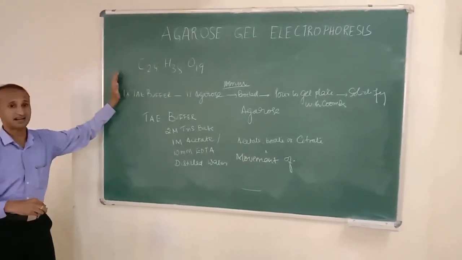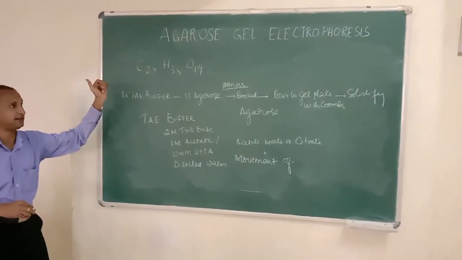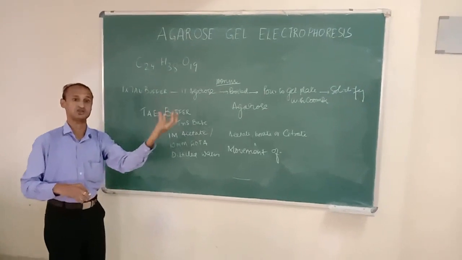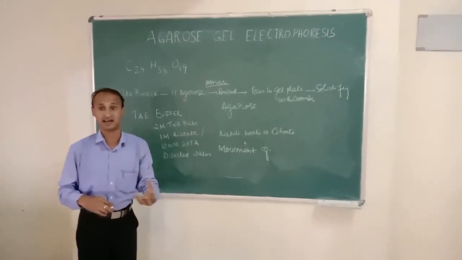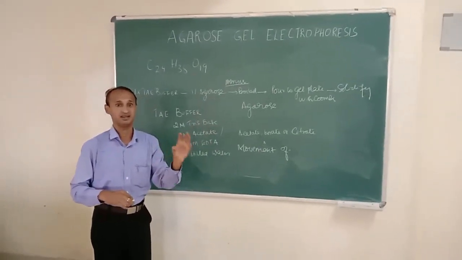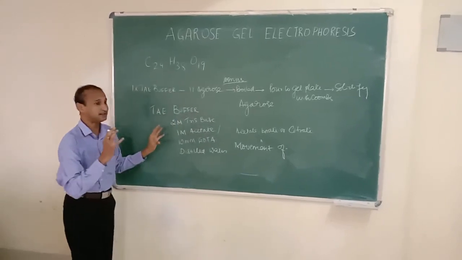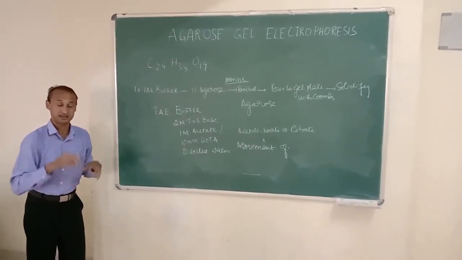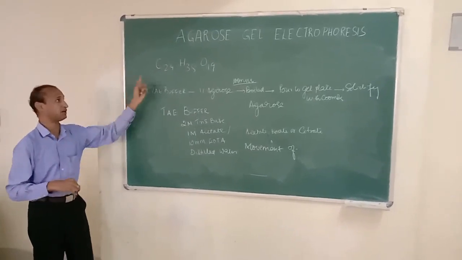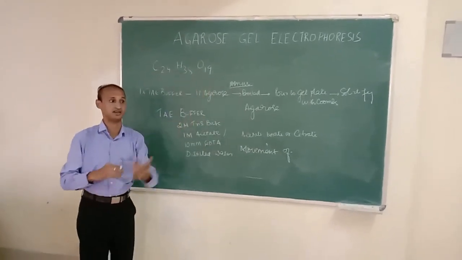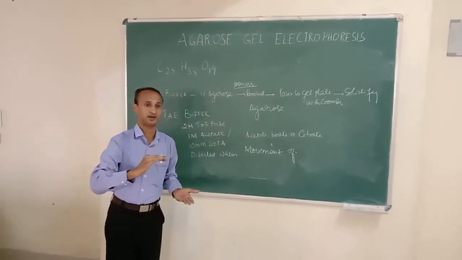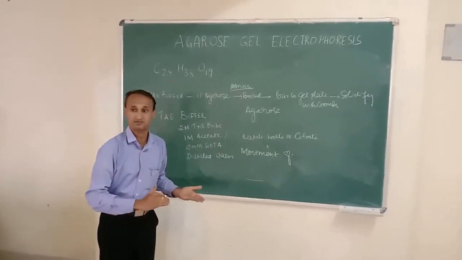So this is agarose gel electrophoresis. It is an important technique to detect nucleic acids. Once you isolate a DNA, an RNA, or a plasmid, it is mainly used to detect whether the nucleic acids are present or not. For that process, we use agarose gel electrophoresis.